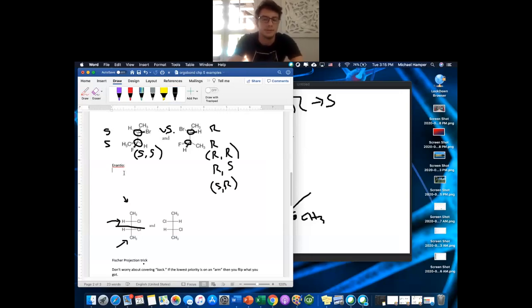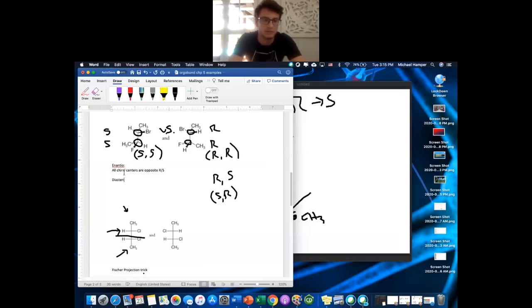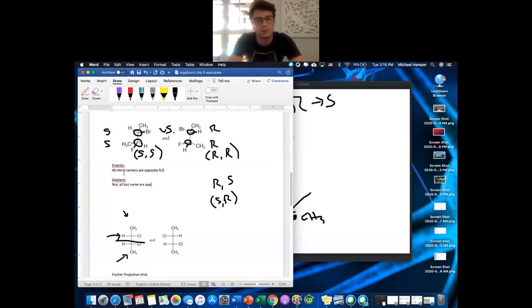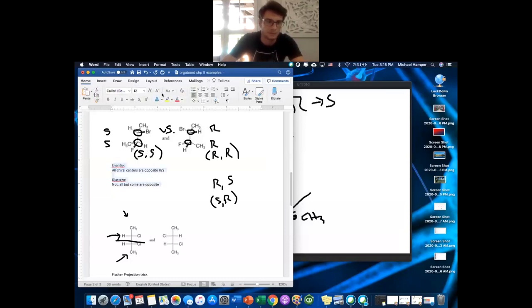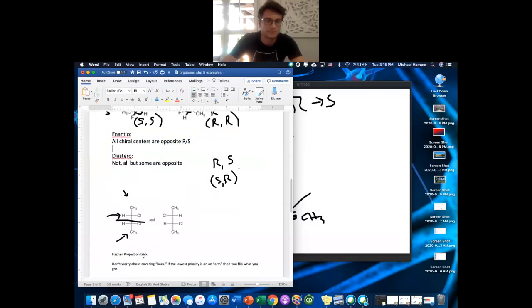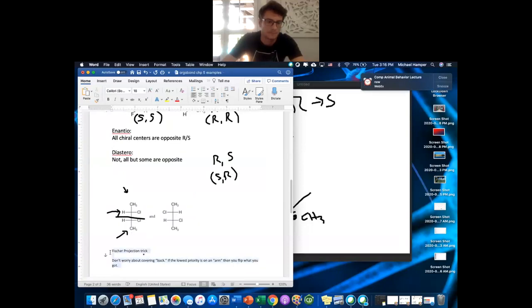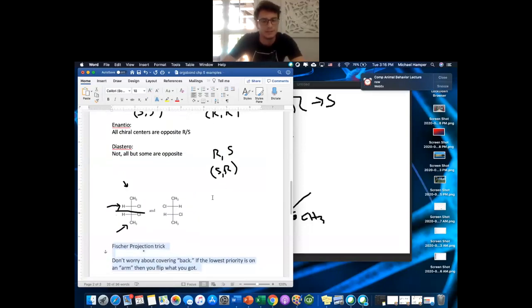So let me write that for you guys. All chiral centers are opposite R and S, then they're enantiomers. Diastereomers, not all but some are opposite. Does that make sense to everybody? So don't try to overcomplicate it. If you get something like a Fischer, or you get something like this, just do the R and S of your chiral centers and remember this. And for Fischer, here's your trick. All right, does everybody get that?